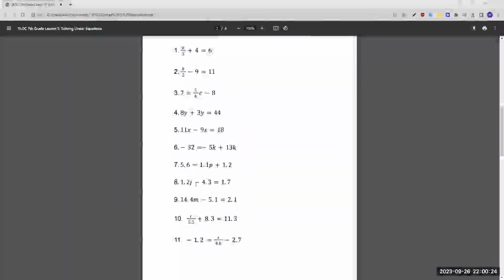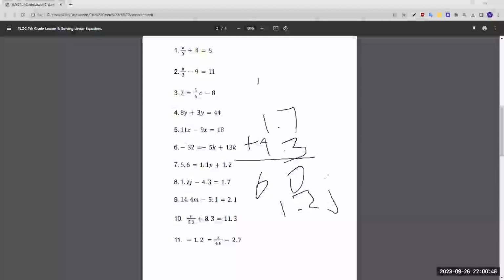Number 8, 1.2j minus 4.3 equals 1.7. We would add 4.3 to both sides to get this j by itself. So 1.7 plus 4.3. 3 plus 7 is 10. 4 plus 1 plus 1 is 6. So our new equation is 1.2j equals 6. And we would divide both sides by 1.2.